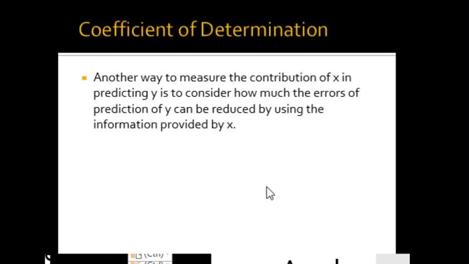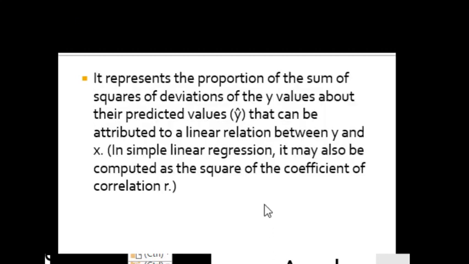Another measure that is used is called the coefficient of determination. And this will basically measure the contribution of x in predicting the y. Okay, and here again, this is how we do it. This value, the coefficient of determination, is also called r squared. It's represented by r squared. Technically, it's the square of the coefficient of correlation. So when you're computing it, you can simply square the correlation coefficient.